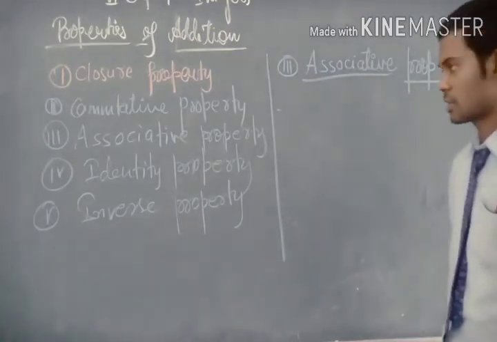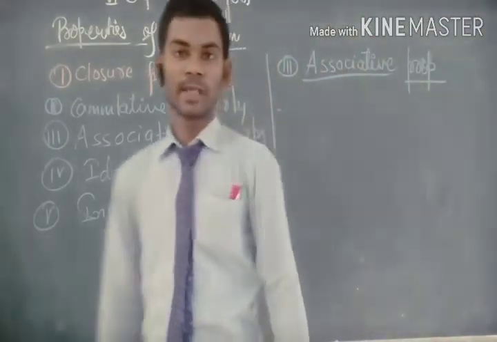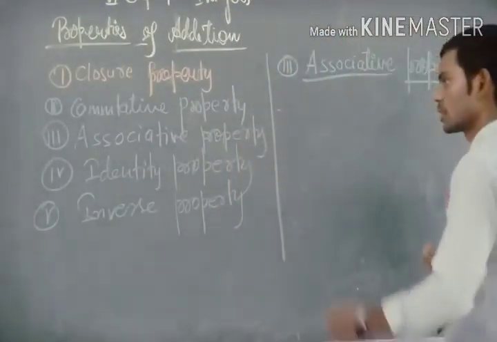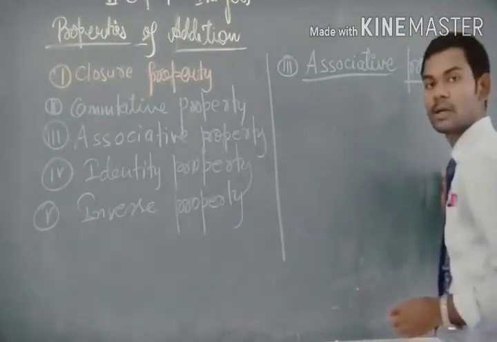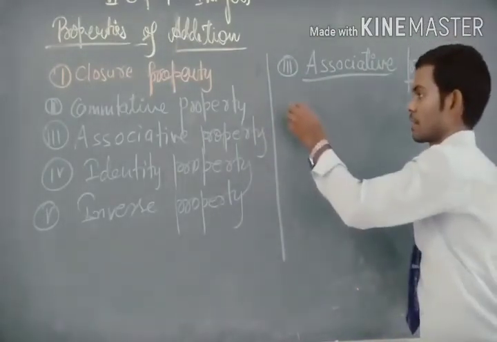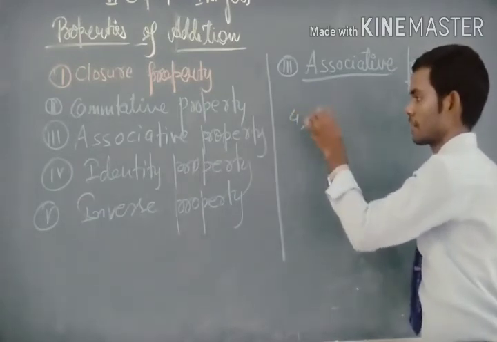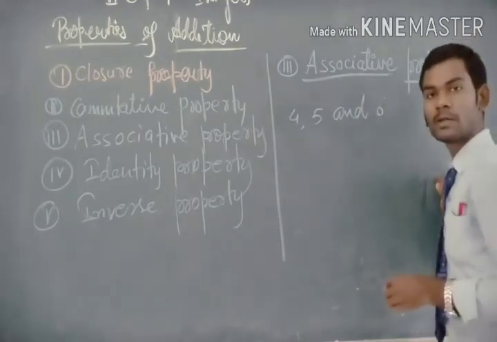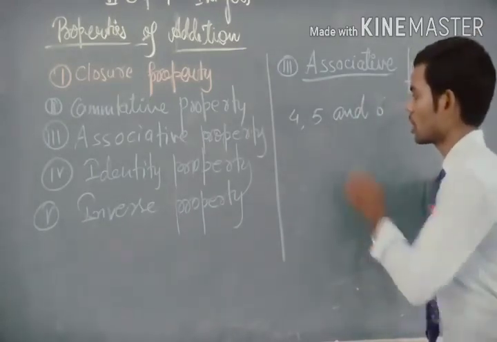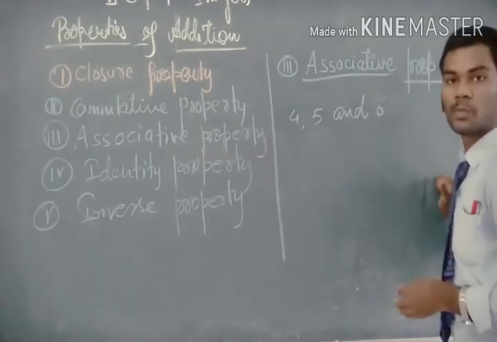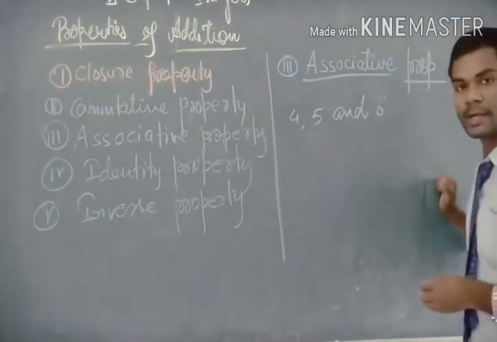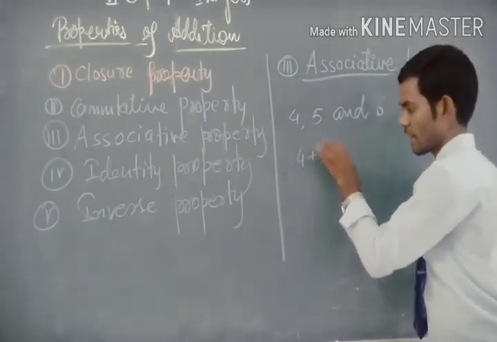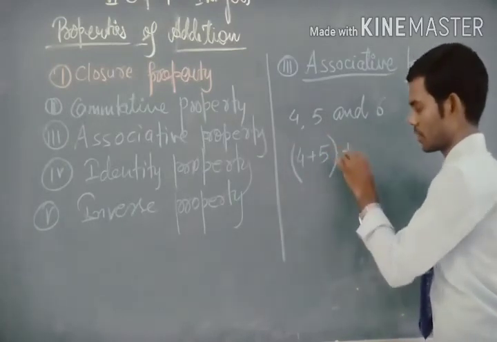Let us see what the associative property is. To prove the associative property, we need at least three elements. So here we can take three integers like 4, 5 and 6. Here we have three integers, and all these three integers are positive, and then we write them in this manner: (4 plus 5) plus 6.